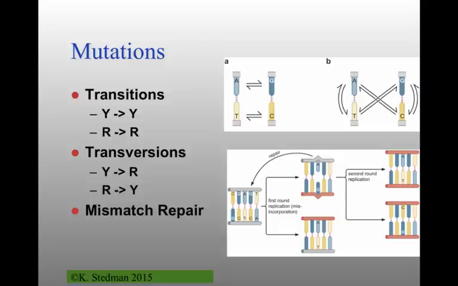On the other hand, you also have transversions, and that would be from small to big or big to small. And these are usually corrected by mismatch repair, but in a few cases they will actually get replicated before repair happens, and then you clearly have a mutation which is going to get continued.